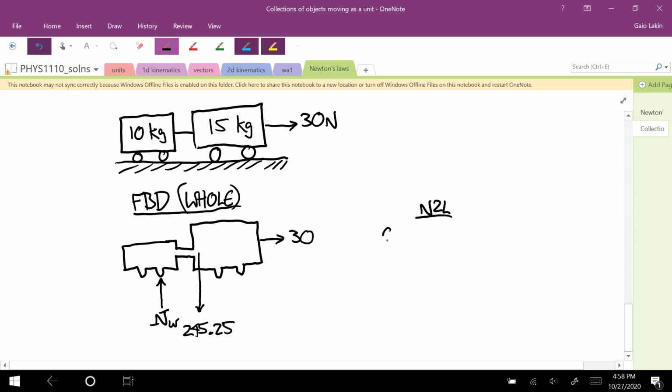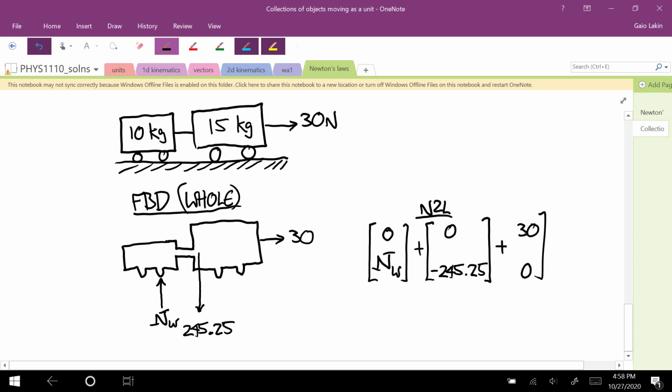So Newton's second law says 0, N_W, plus 0, negative 245.25, plus, in this case, that 30 Newton force is in the positive x direction. And all this is equal to the total mass of the system times the acceleration. We know that these are rolling along the x-axis, so I'm going to write this as a, 0, and we're going to try to find that a.